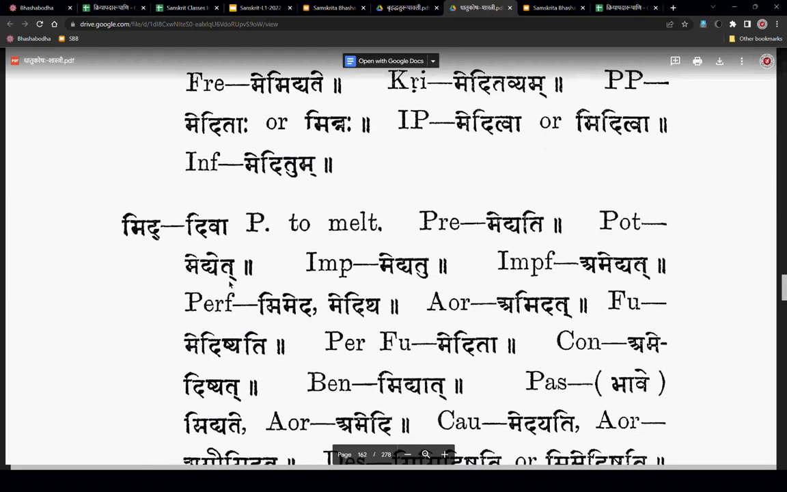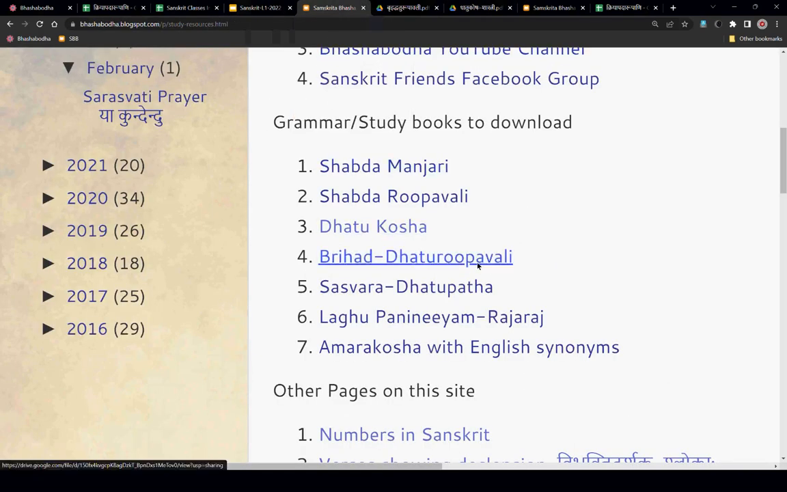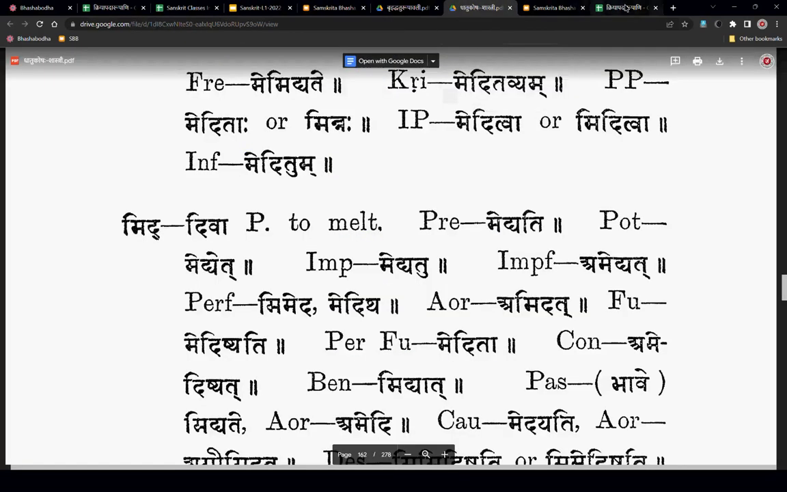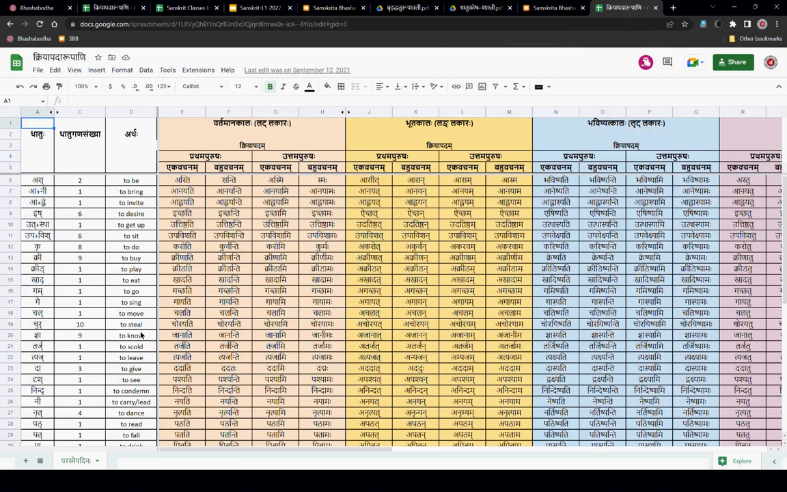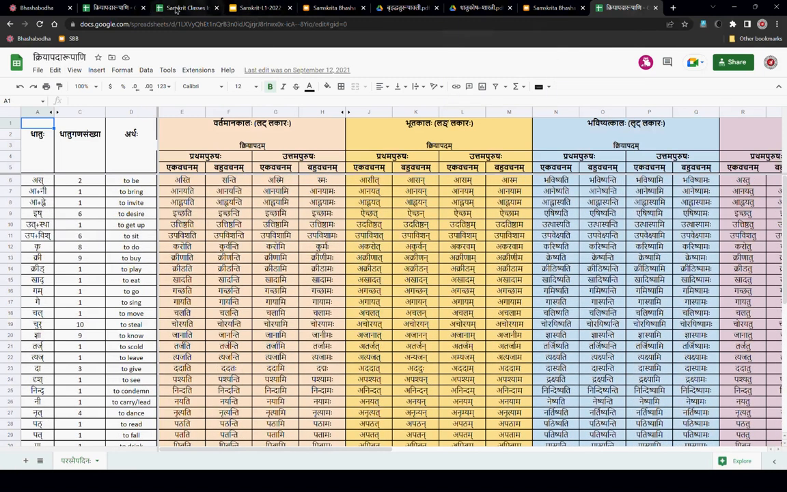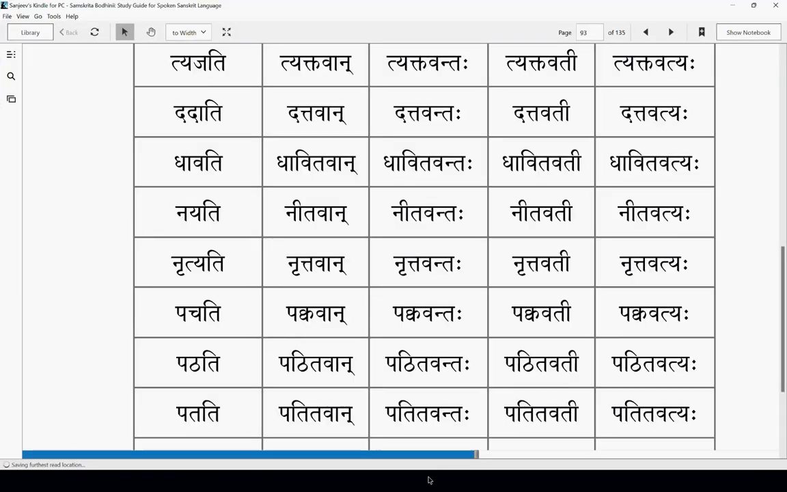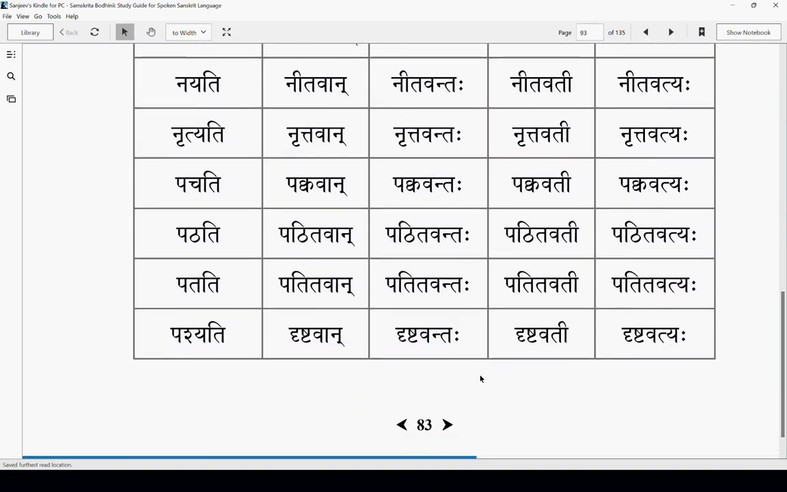This may be easier in the beginning. Dhatu Kosha by Shastri. So this one you can use for easy reference. Okay, coming back to this.